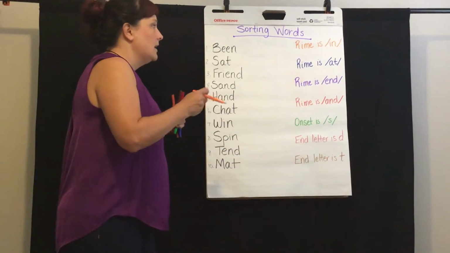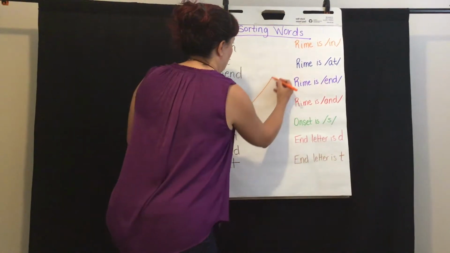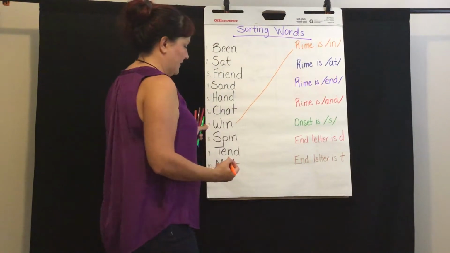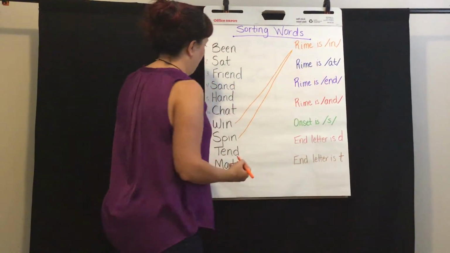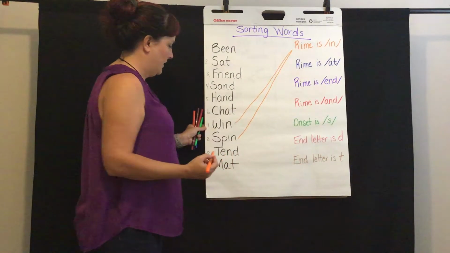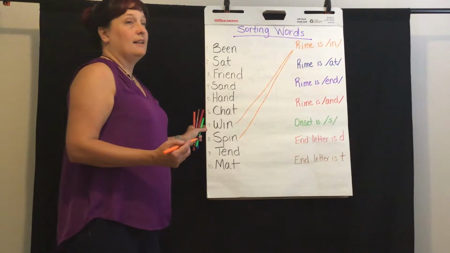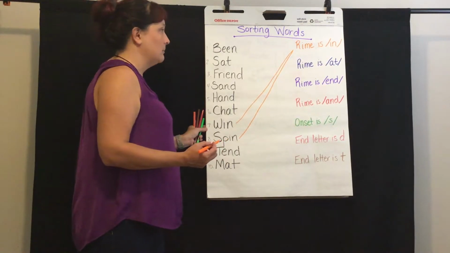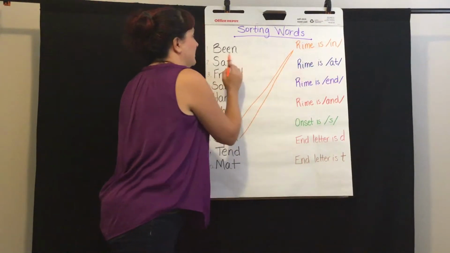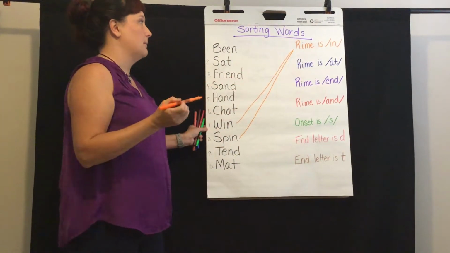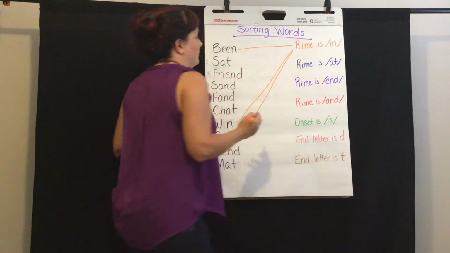The first one, my friends have answered win, so I'm going to draw a line, and they said spin, and they said, is there any more? This one is tricky. Then someone said bin, even though it doesn't look the same, which is not what this is about. It's not do they look the same, it's do they sound the same. So we're going to do this.